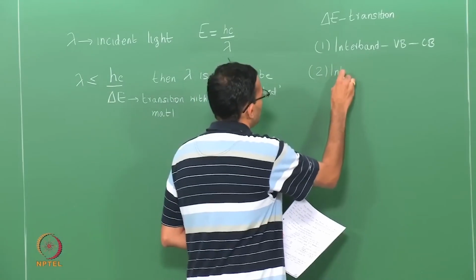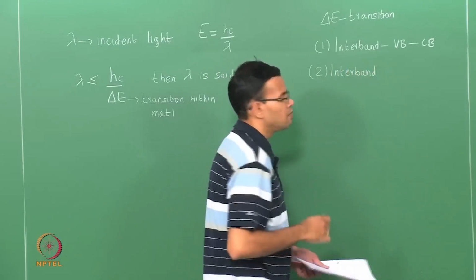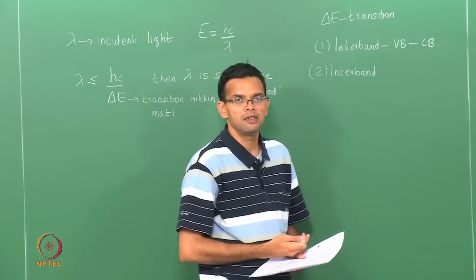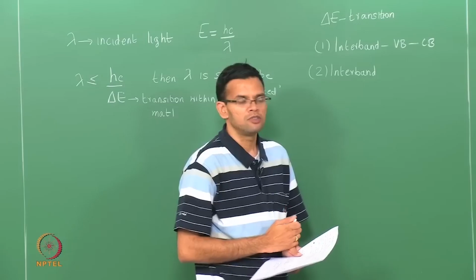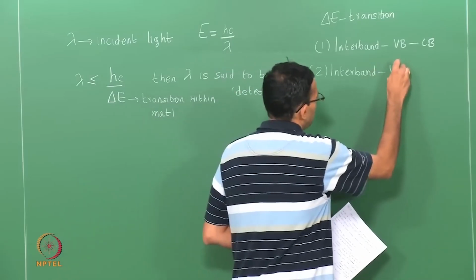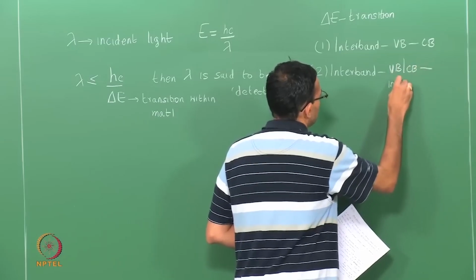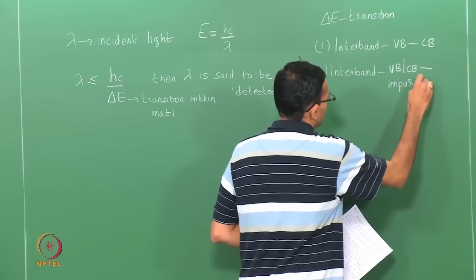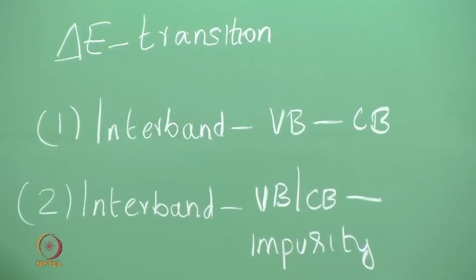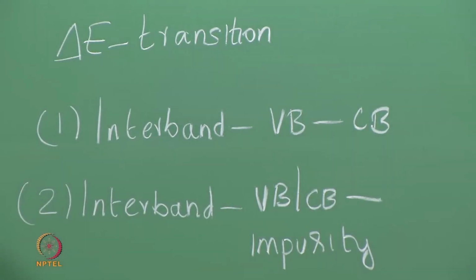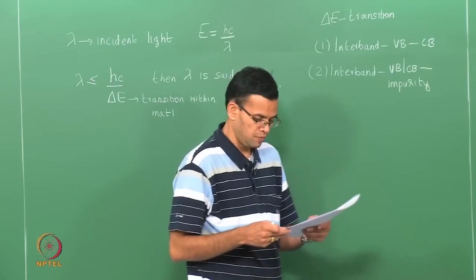You could also have a transition, but instead of going from the valence band to the conduction band, you could have impurity levels within your band gap. So, your transition is from either the valence band or the conduction band to some impurity level. So, typically if you dope a material so that it generates impurity levels in the band gap, then these kind of transitions are possible.